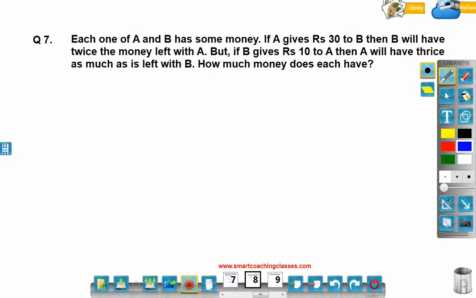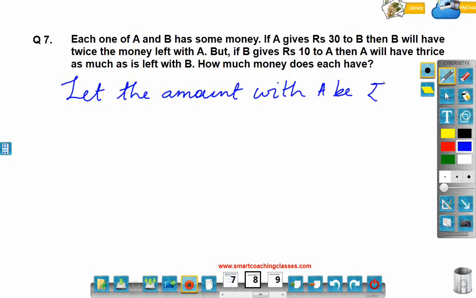Next question. Each of A and B has some money. If A gives 30 to B, then B will have twice the money left with A. Now this question looks very confusing, but if you look at it from my perspective and solve it as I tell you, it will always be very easy. So let's say they are talking about two people, A and B, both of them have some money. Let the amount with A be rupees X, and similarly with B, let it be Y.